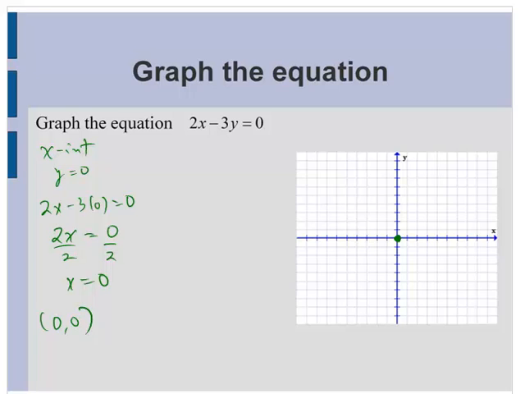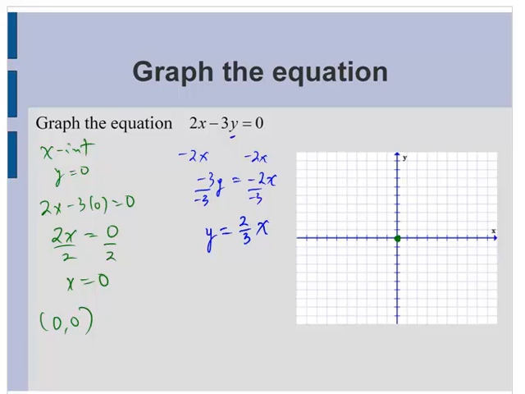So we saw this situation in the previous section, and what we would need to do at this point is find some other point on the line. And what I recommended in the previous section was to solve the equation for y by subtracting 2x from both sides. So negative 3y is negative 2x, and dividing through by negative 3, negative divided by negative is positive, y equals 2/3 x.